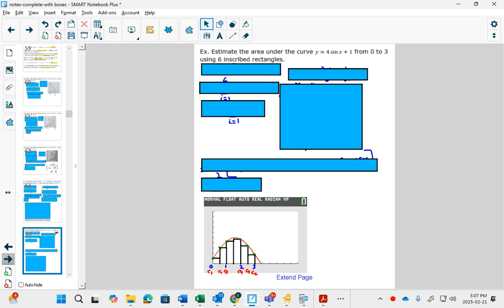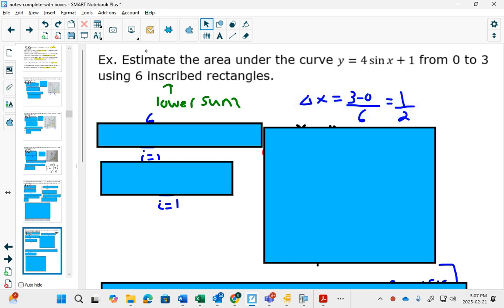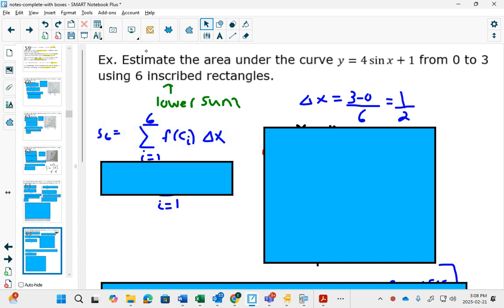I'm going to zoom back in. I'll have that diagram at the bottom later for you, just so that it's a little bit easier to read here. So in inscribed rectangles, inside means it's going to be lower. If I have 6 of them, well, the distance from 0 to 3 is 3, divided in 6 equal sections. Each one will be a half. So we add them all up.